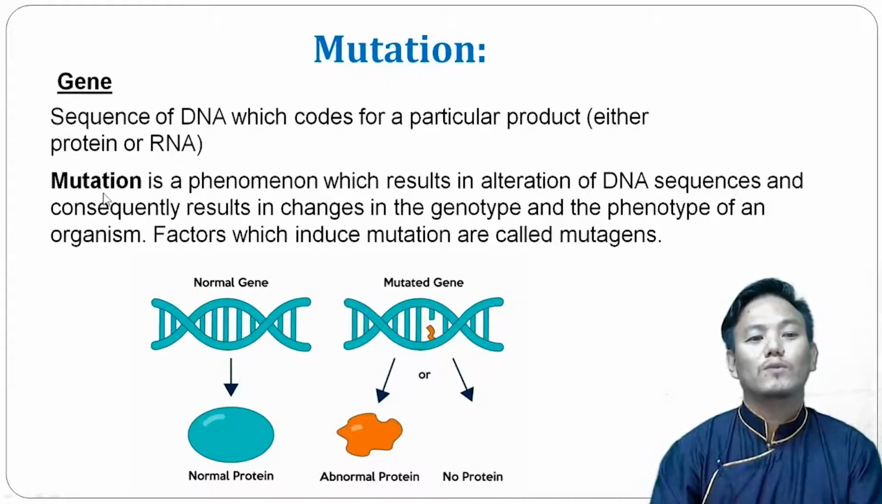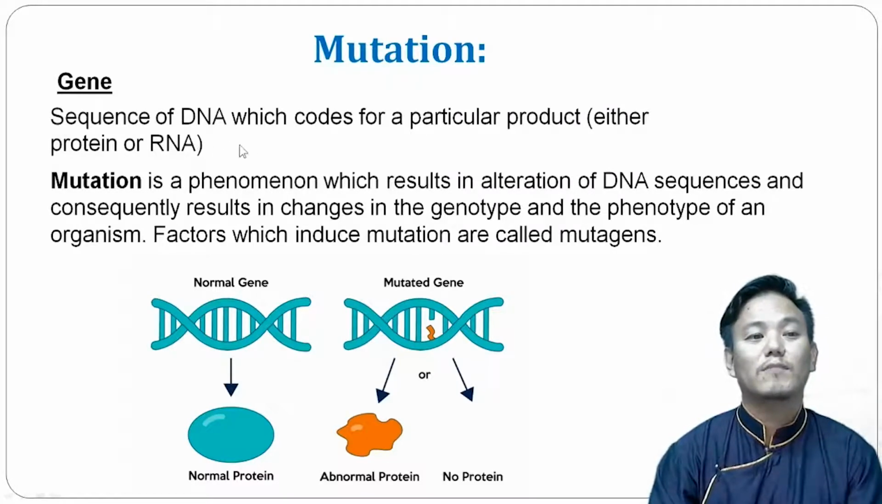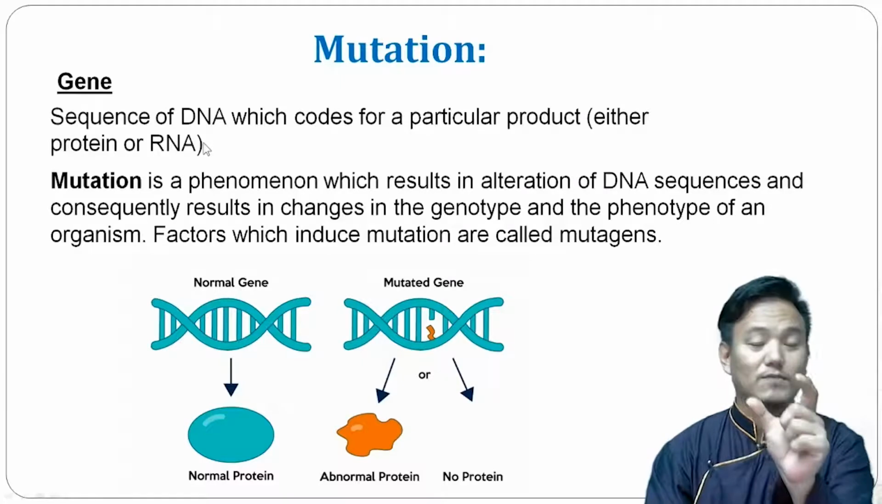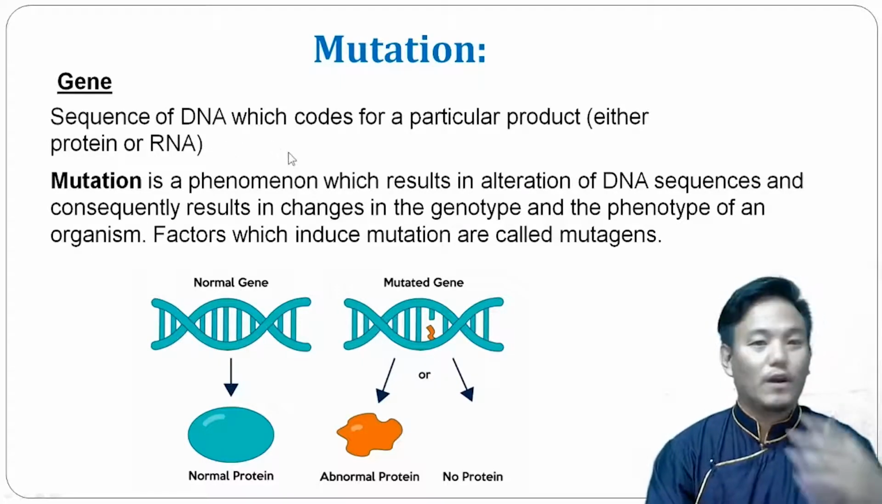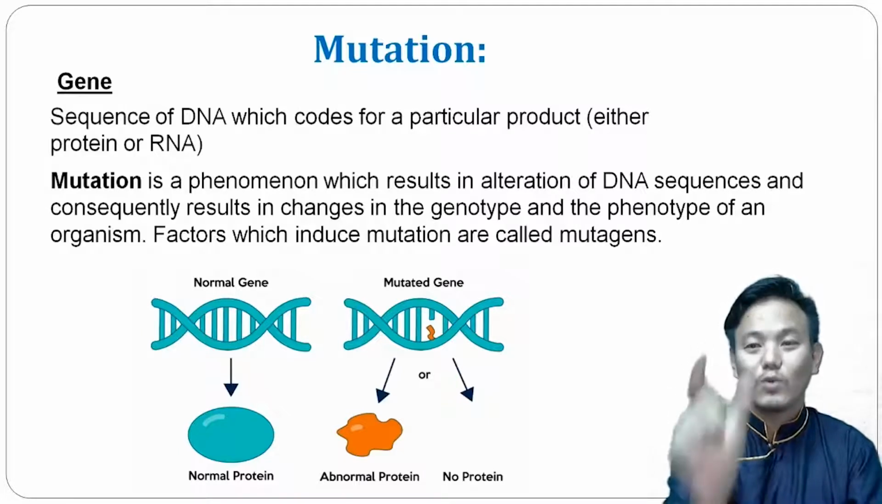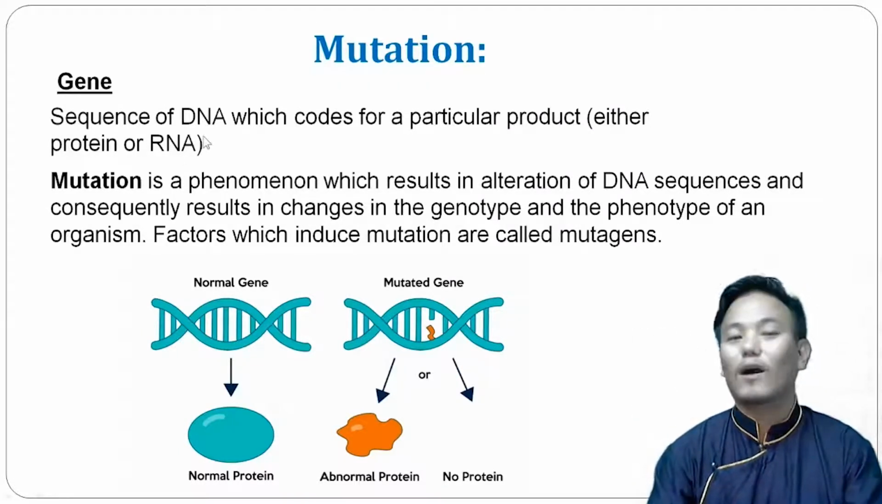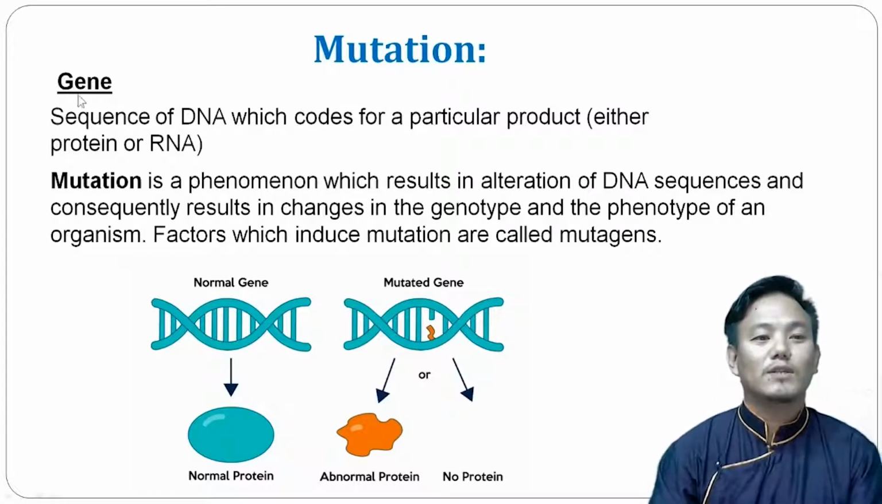This gene determines the phenotype of an organism. The phenotype of an organism is determined by that particular sequence of gene. So our hair color can be black because there's a short segment of DNA which codes for a particular protein which makes our hair black. So that's how the concept flows. That's a gene.